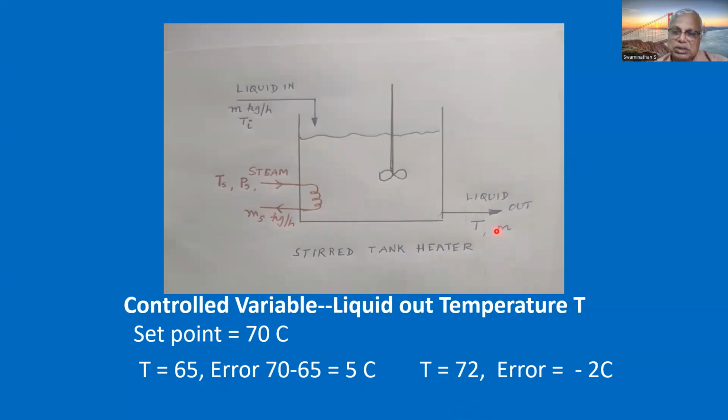Similarly, if the temperature goes to 72, there's an error of -2 degrees centigrade. It has gone beyond the set point, so the steam flow rate has to be reduced. Of course, you can change Ts and Ps also, but the easiest thing is to vary the flow rate. In most situations, the manipulated variable will be flow rate because flow rate is easy to adjust, easy to regulate, easy to vary. So in this case, the manipulated variable is the steam flow rate.